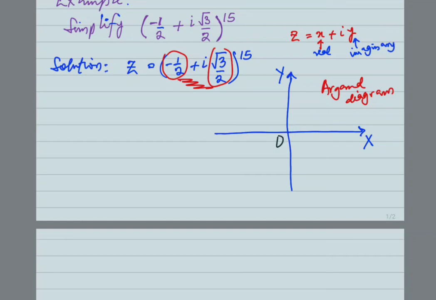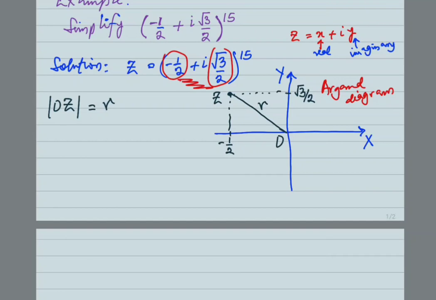In this z, your x is minus half, so let's locate it here. Then our y is root 3 over 2, so let's mark it here. If you now trace this, and we also trace this one down, then it means that our z is here. So this is our z. If you now join this one to the origin, we have this OZ, the modulus of OZ to be the R, that is the radius. So this one is R.